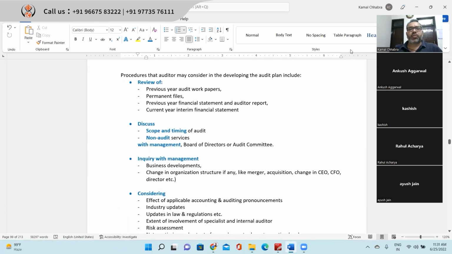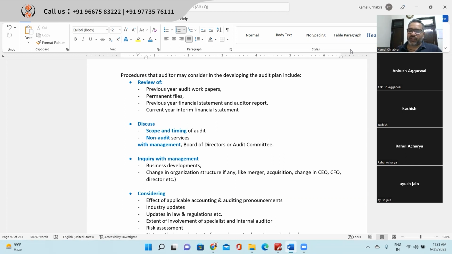Now, procedures that the auditor may consider in developing the audit plan for the respective engagement. First one is a review of previous year audit work papers. I know Sandeep has shared this. Do you know what is permanent file?